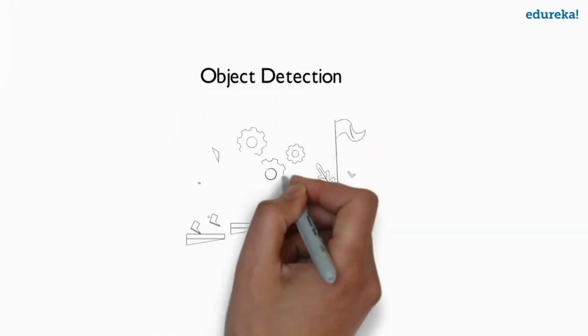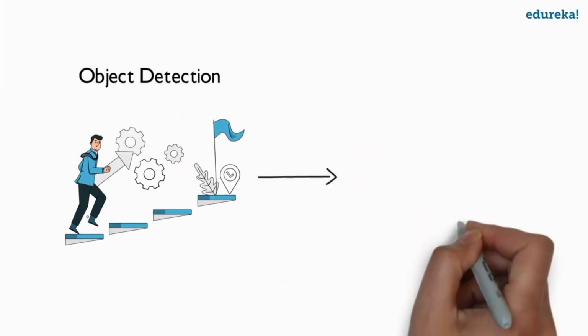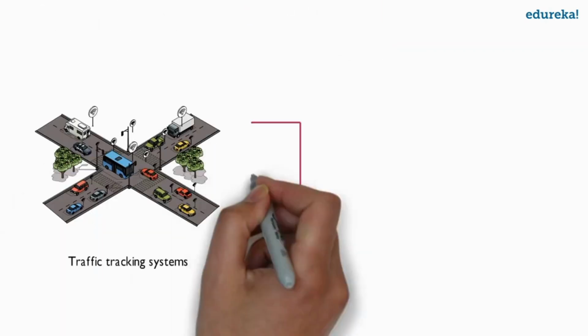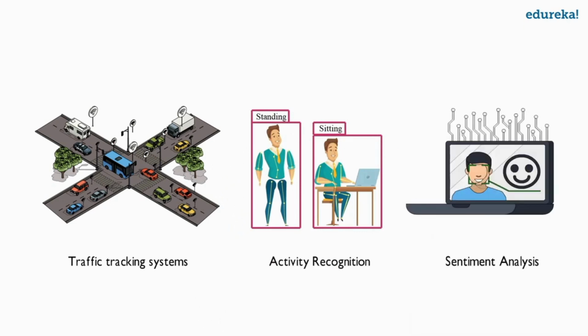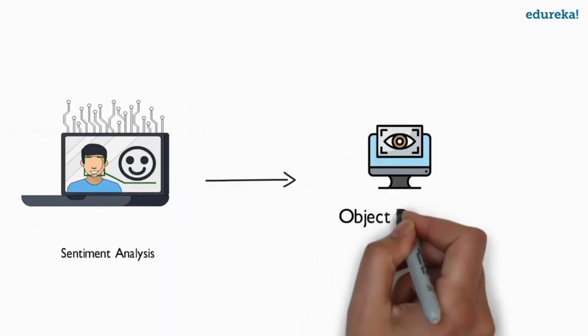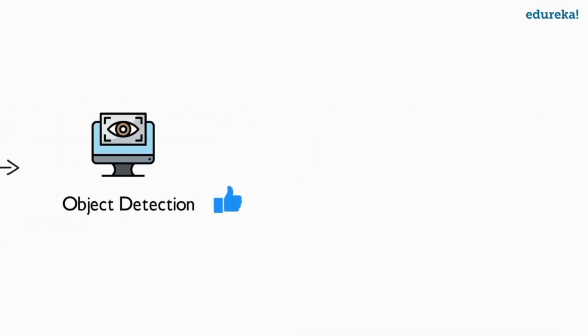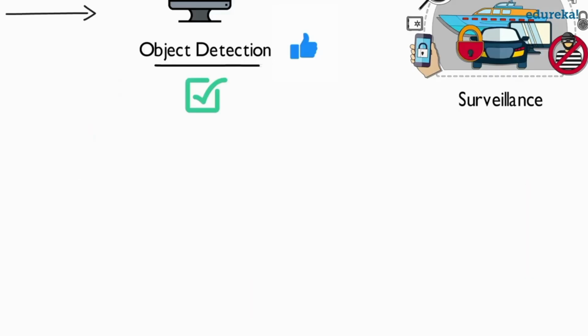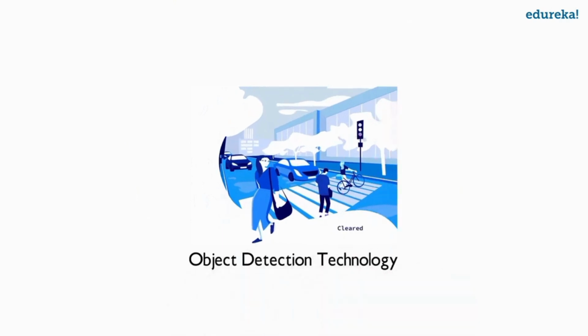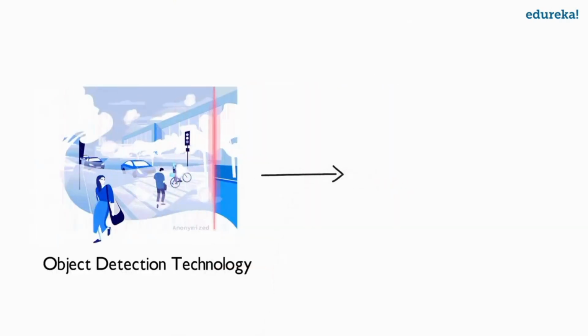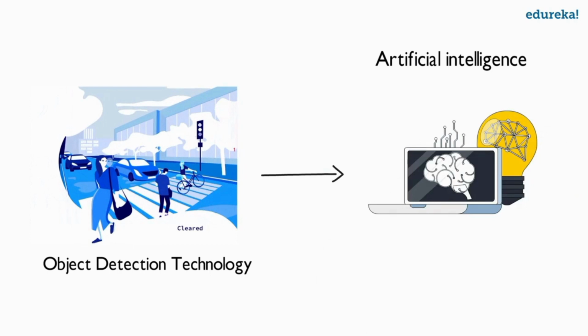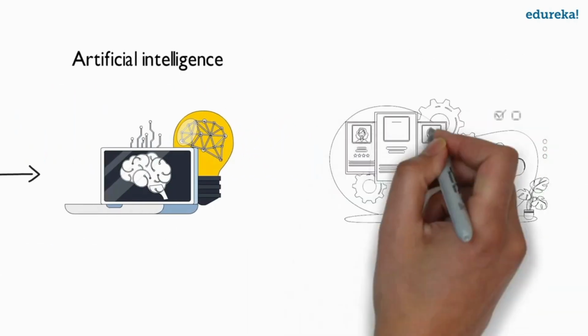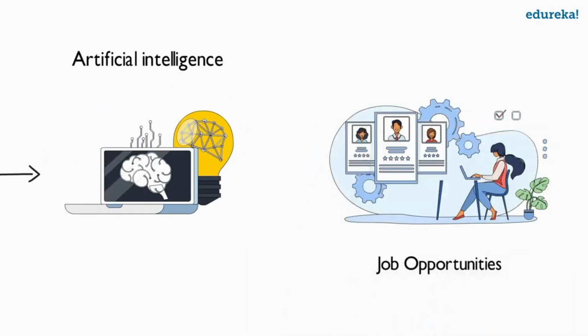Object detection has also been paving a glorious path for the surveillance industry. Traffic tracking systems, activity recognition, even sentiment analysis through object detection are all possible now. Surveillance has picked up a lot of pace with object detection. With increasing efficiency in object detection technology, it is evident that artificial intelligence is on the rise, and it will eventually create a lot of job opportunities in the coming years as well.